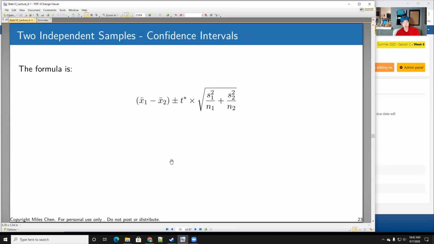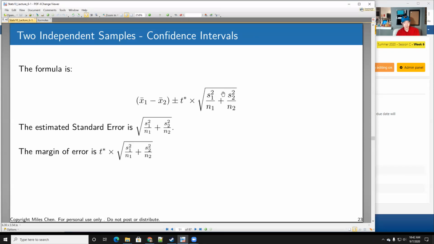So the formula for making a confidence interval to compare two population means is X bar 1 minus X bar 2 plus or minus T times this. This thing here represents our standard error. The estimated standard error is the square root of S1 squared over N1 plus S2 squared over N2. And the margin of error is T star multiplied by our standard error.